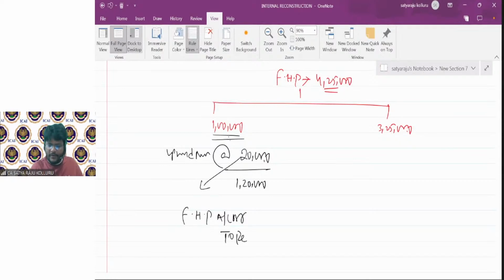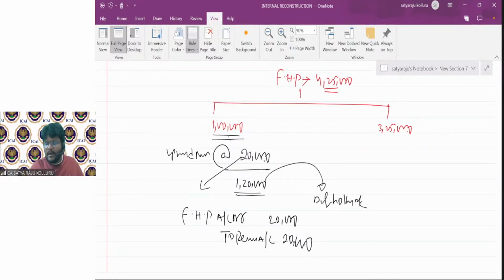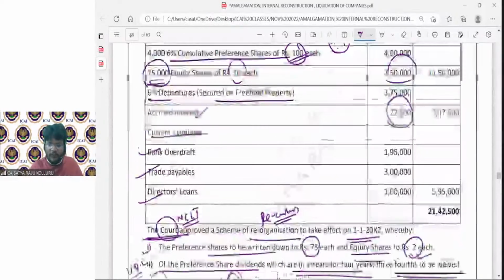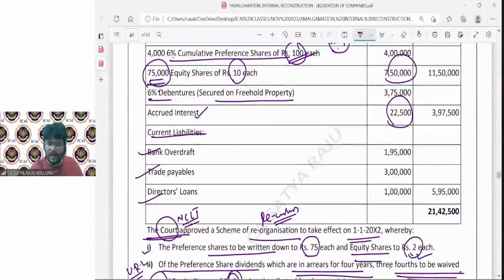So reconstruction account 20,000. Then freehold property will become 1,20,000. Now this 1,20,000 freehold property is taken over by whom? Debenture holders. Am I right? Now you need to cancel the debentures to the extent of 1,20,000. Asset will cancel, liability will cancel.